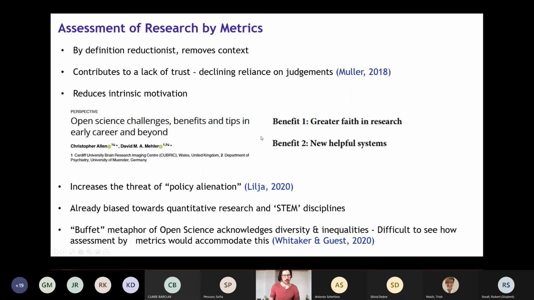And again, earlier in the grassroots movement of open science and open research, there was this really nice buffet metaphor of saying, well, open research practices are like a buffet. You can come and pick up a couple and use the ones that are applicable to you. And when you feel that you're comfortable with them, you can come back and perhaps try a few more. And that acknowledges diversity and inequalities in the researchers who are using them. And it's quite difficult to see how assessment by metrics accommodates an approach like that, where the different bits are optional and a more gradual building of it.